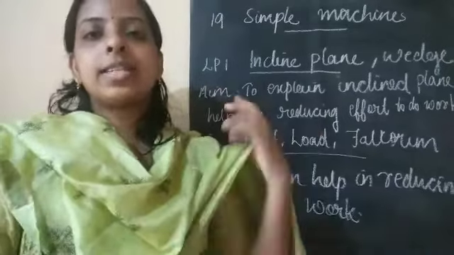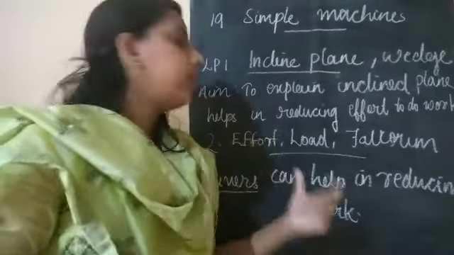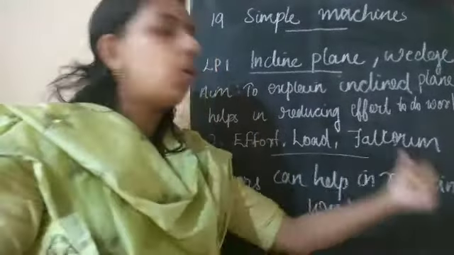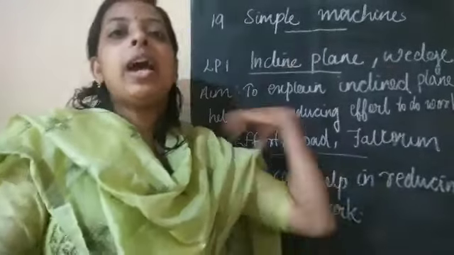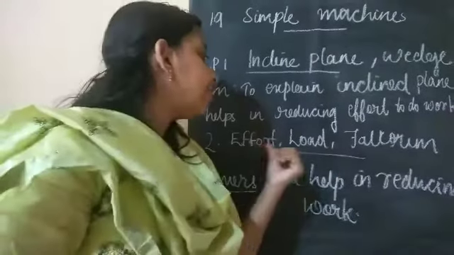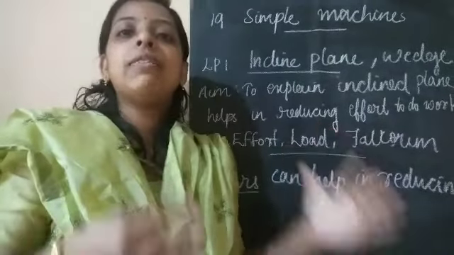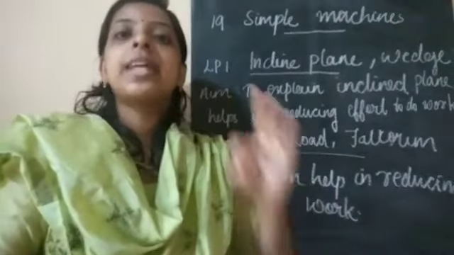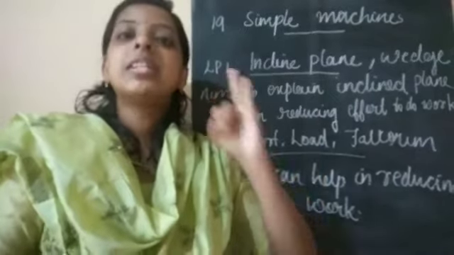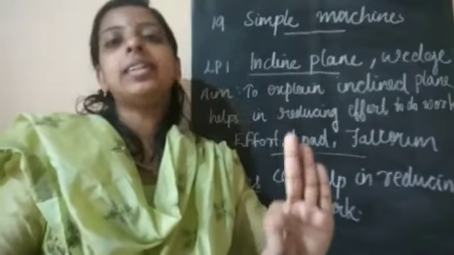Levers have three main points, that are effort, load and fulcrum, and according to the position of this effort, load and fulcrum in a lever, we can divide it into three types, that are first class lever, second class lever and third class lever.